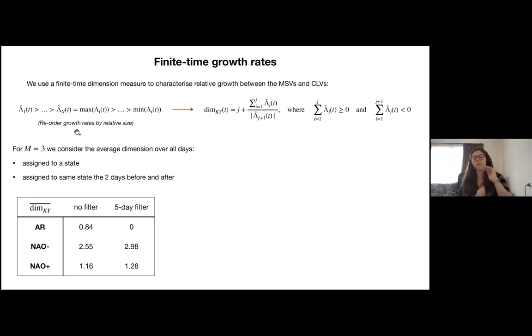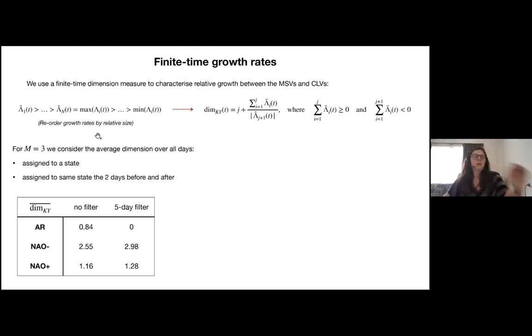Obviously the finite time growth rates are not necessarily going to match up with your different Lyapunov or Oseledets subspaces. So your first one may not be your growing mode on a given day. It could be your second MSV, for instance, or your third MSV. So we reorder them by size, and then we just take the Kaplan-Yorke dimension here with those finite time measures.